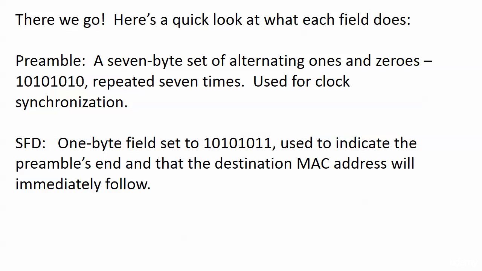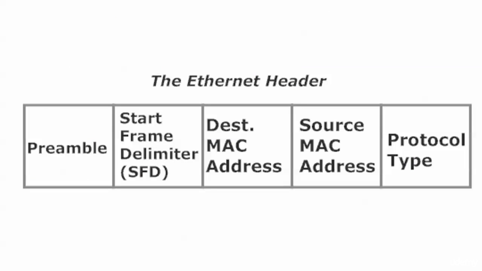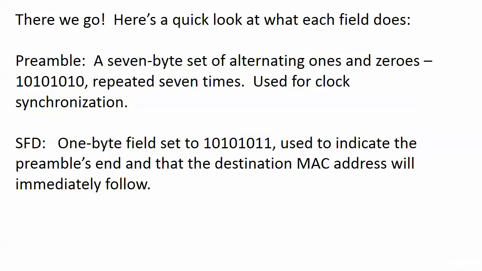Now that SFD, boy, that start frame delimiter, that sounds really complicated, but it's not. It's a 1-byte field and it's almost set identically to any of the bytes from the preamble, except it ends in a 1. It's 10101011, and the SFD's sole purpose is to indicate the preamble is ending and the destination MAC address is about to follow. And it does.